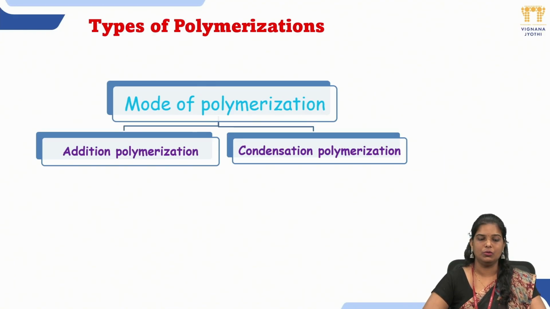As we know, polymerization can be broadly classified into two major types. One is addition polymerization and the other one is condensation polymerization. Although both processes produce polymers, they differ significantly in the way monomer molecules combine with each other. The classification is based on the reaction mechanism involved during the formation of a polymer chain. So let us see one by one.